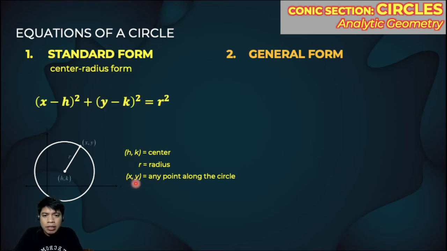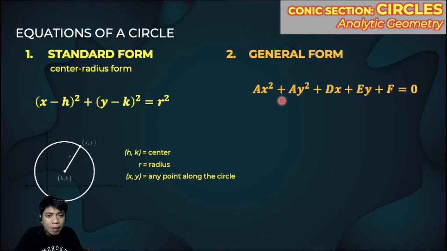Okay, so this is the standard form, guys, that is (x - h)^2 + (y - k)^2 = r^2. So again, (h, k) here is the center, yung r here is the radius. Okay, so ayun, that is the standard form, guys. Let's now move to the general form. Yung general form ng circle, guys, is in the form Ax^2 + Ay^2 + Dx + Ey + F = 0.